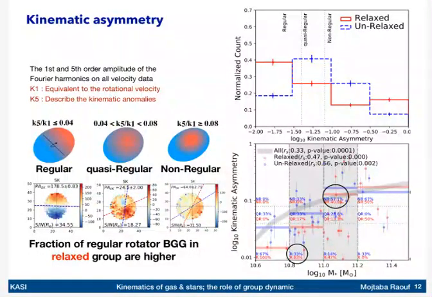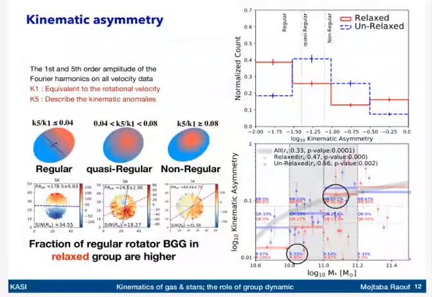You can see there is a strong peak for the regular rotators, which belong to the BGGs hosted by the relaxed systems, and this drops at higher kinematic asymmetry. While we have a stronger peak in the quasi-regular and the non-regular for the unrelaxed BGGs.